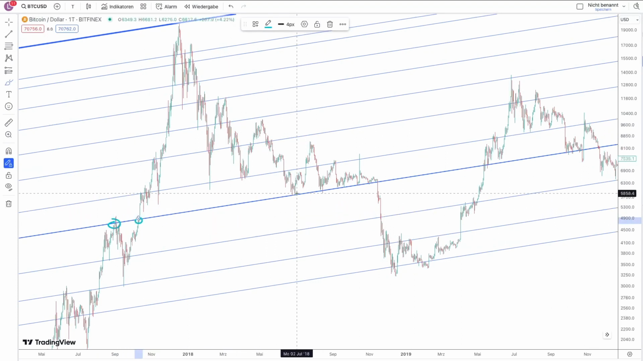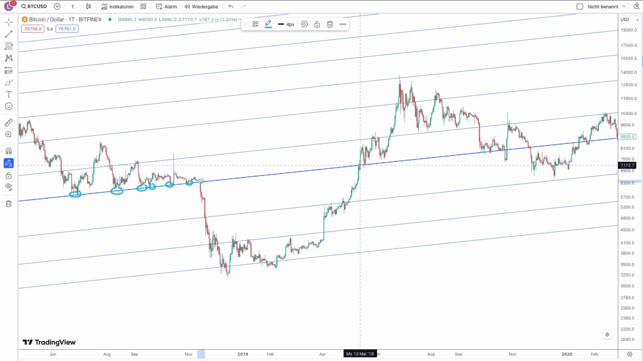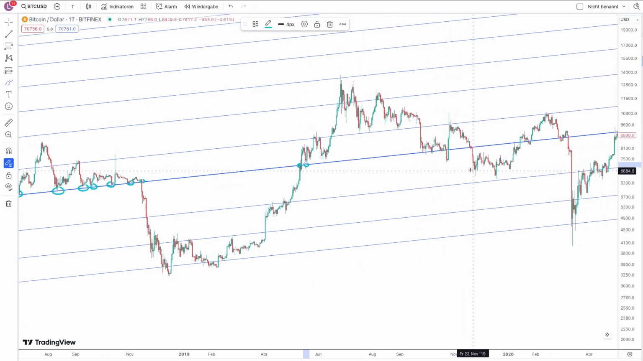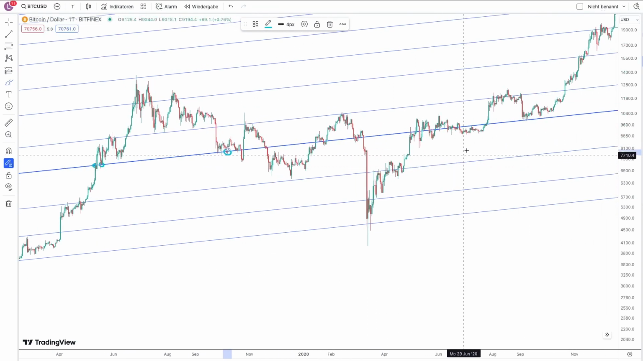Then in the bear market we have multiple touch points, and it acted as support here. It finally broke through. Then we had a little resistance here, a little support here. This was a little support. Then this one is important. This one is important.